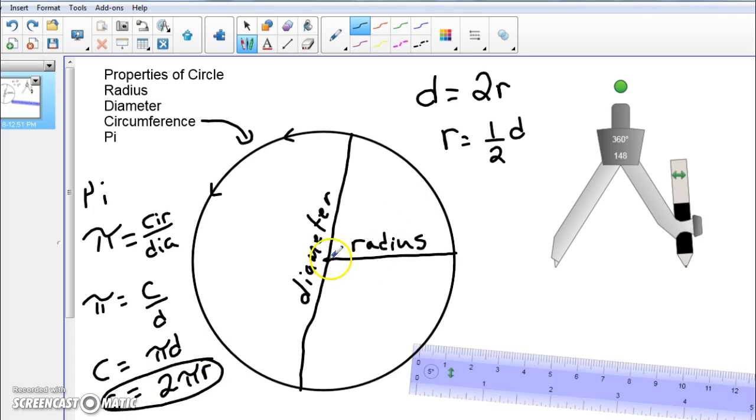We find that the radius is the distance from the center to the outside. The way all the way around is called the circumference, or the perimeter, and the diameter is twice the radius.